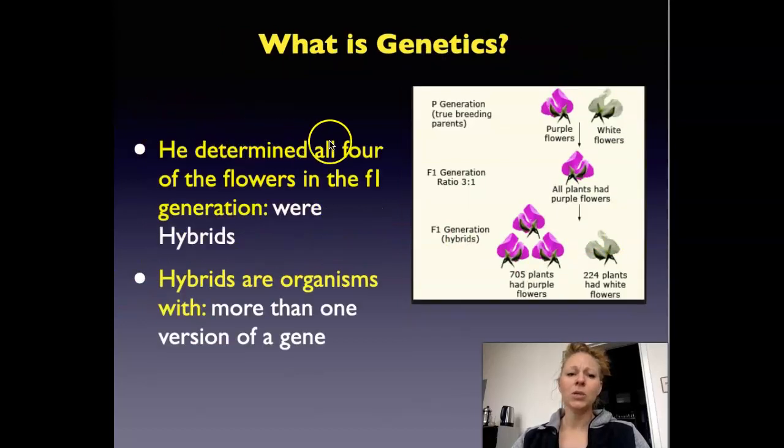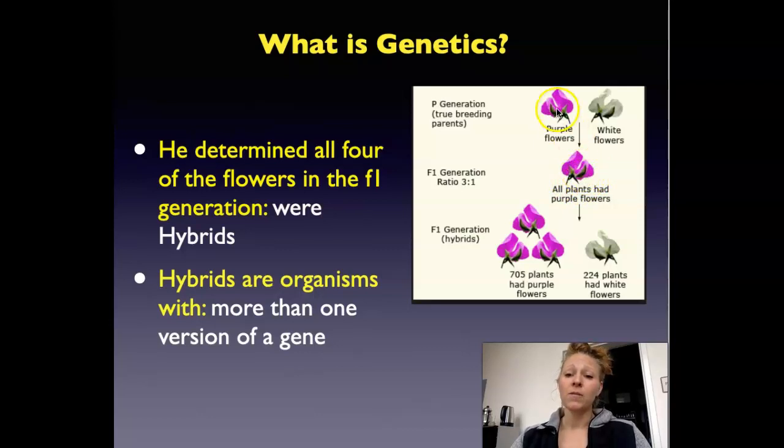So he determined that all of the flowers in this F1 generation, while they were purple flowers, had genes also for white flowers. So these white flowers are going to be recessive, and these purple flowers are dominant. We call this the law of dominance.